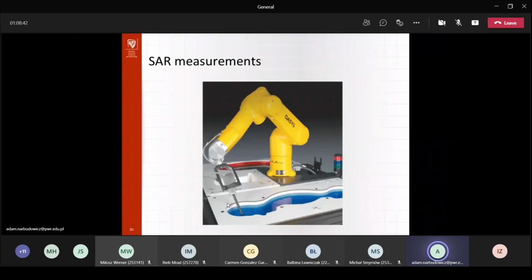And as I said, there's a strong certification required to make sure that radio devices are not causing any damage to humans, right? At least with the physical effects that we are aware of. All right.